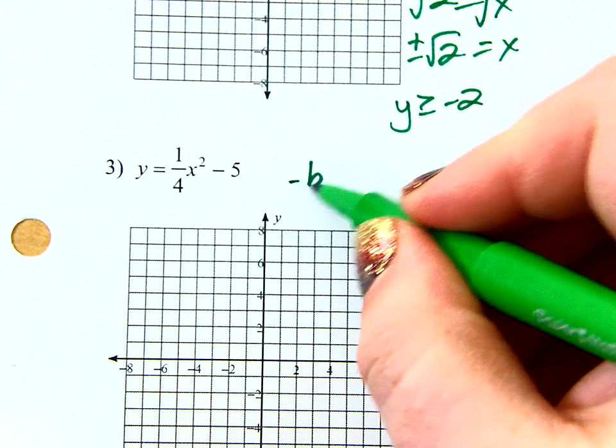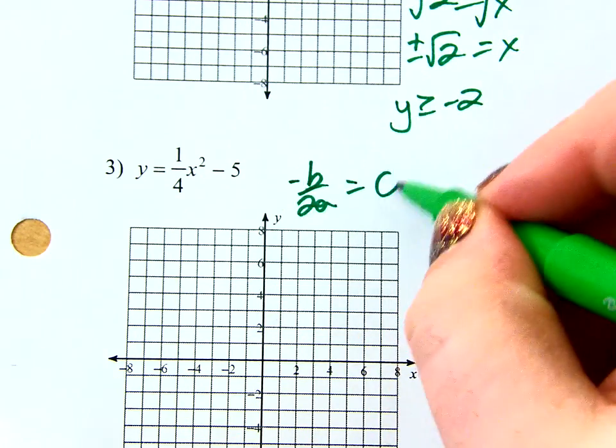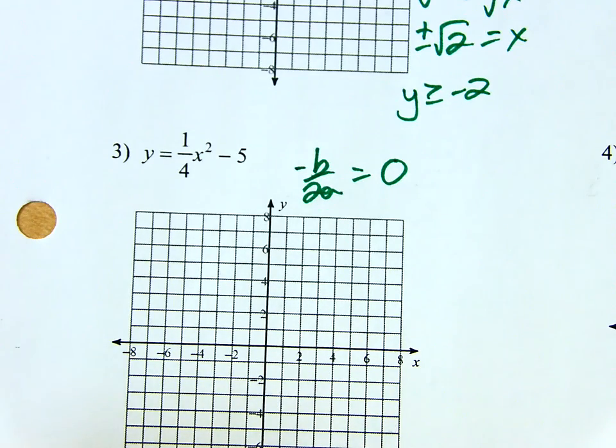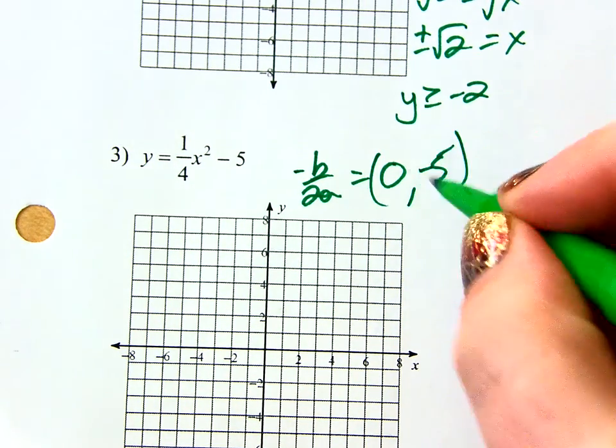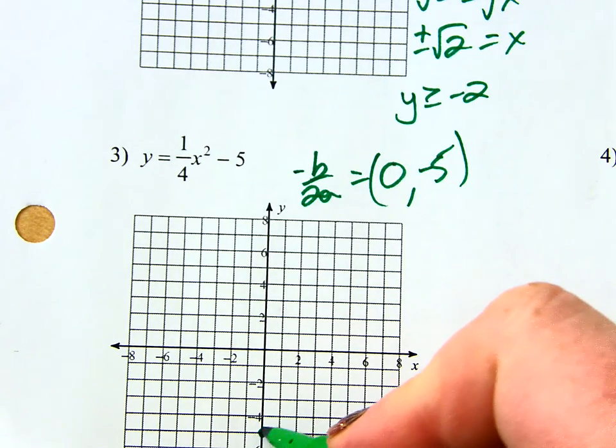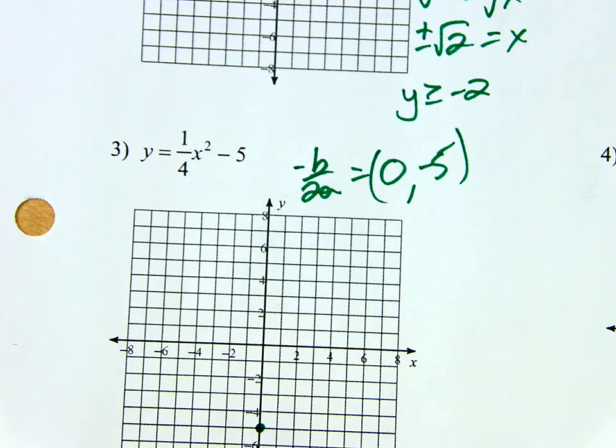Negative b over 2a, which in this case would be just 0 because my b term is 0. So it'd be 0 comma, yeah. So in that one, I get my vertex. I also get my y-intercept. Okay, so let's see. What else could we do?